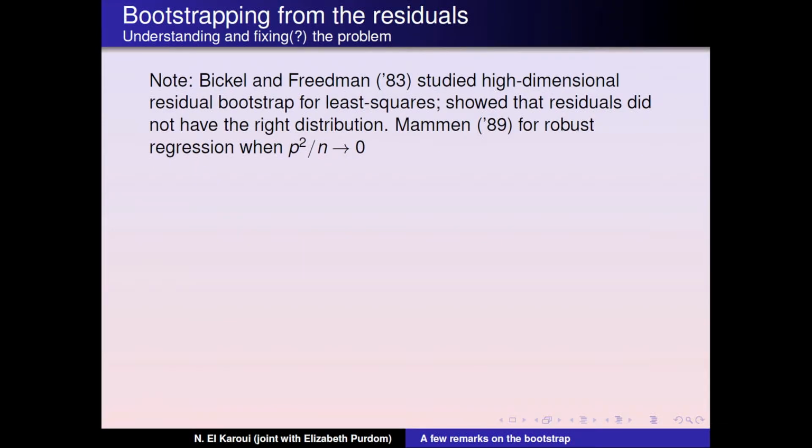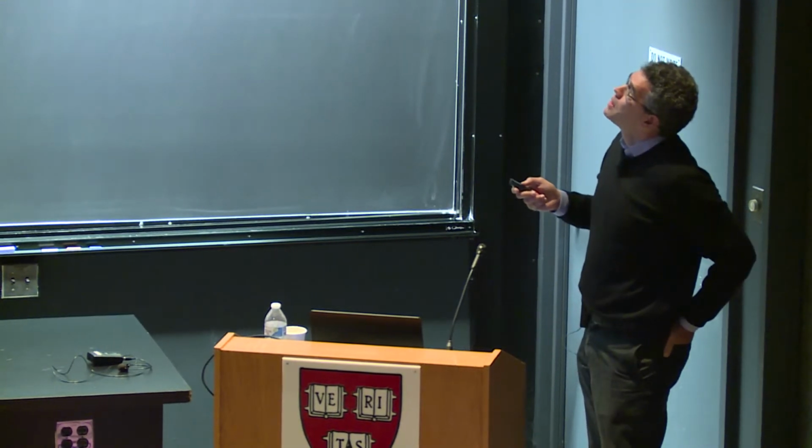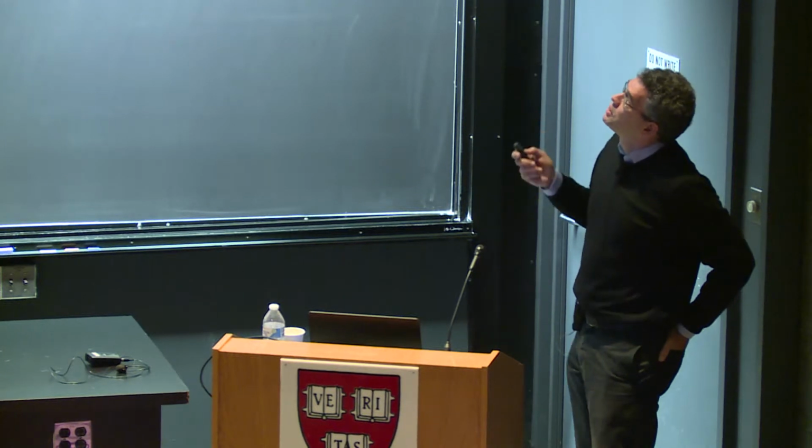This is in some sense an old question. Bickel and Freedman in '83 already studied this high-dimensional residual bootstrap for least squares. But they ask a very different question from us. They basically wanted the maximalist result. So they wanted to say, is it possible to find one direction where the bootstrap fails? And they showed that, yes, it's possible, even if you rescale the residuals.